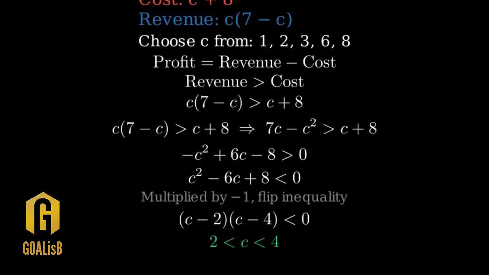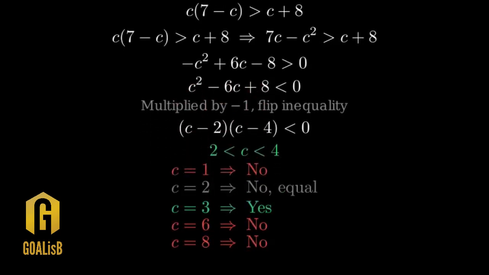A product of two factors is negative between the roots, so C is between 2 and 4. From the choices 1, 2, 3, 6, and 8, only C equals 3 is in that interval.